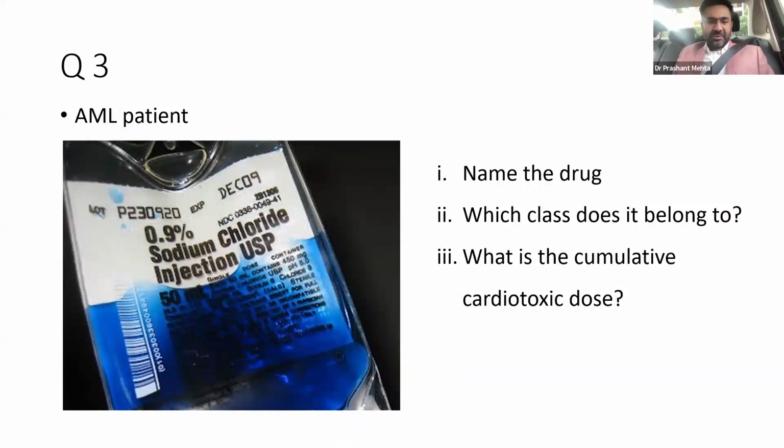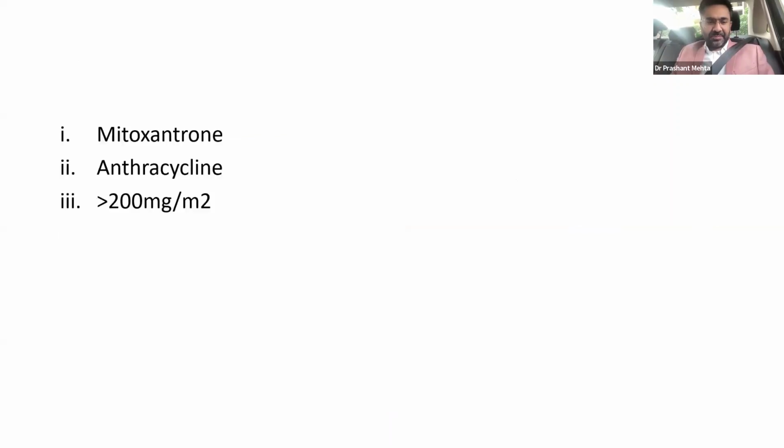The cumulative cardiotoxic dose, 200 milligram per meter square, as per our answer, but I think it is in that dose range. So next slide, I think you can move to the next question. Next question. You can move to the next slide.